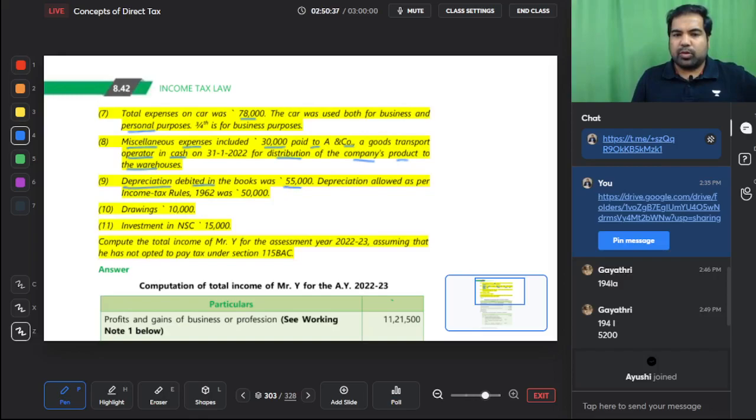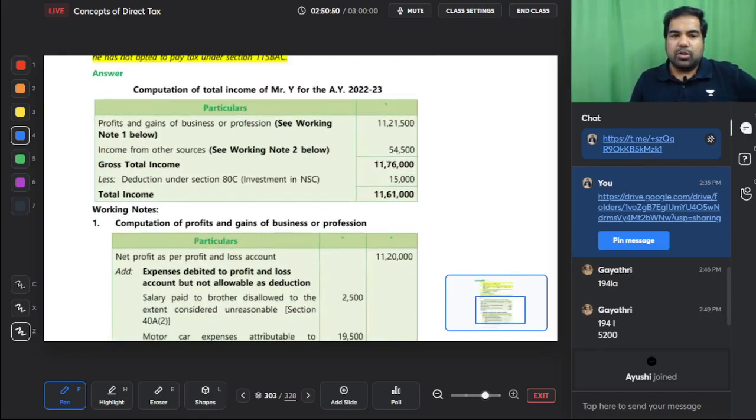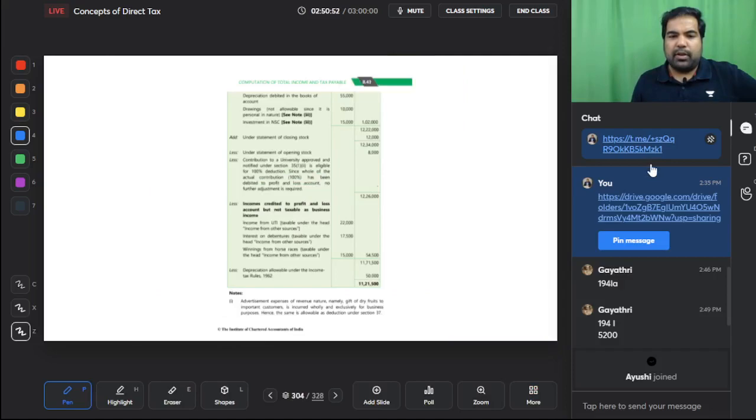Depreciation debited in the books was 55. As per income tax was 50. So you will add 55 and you will minus 50. Drawings, nothing. Investment you will get under 80C. So this is how your sum will look like.